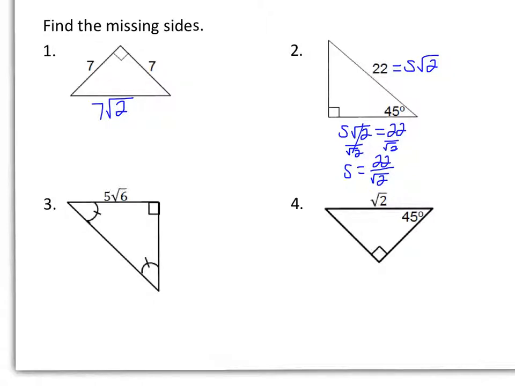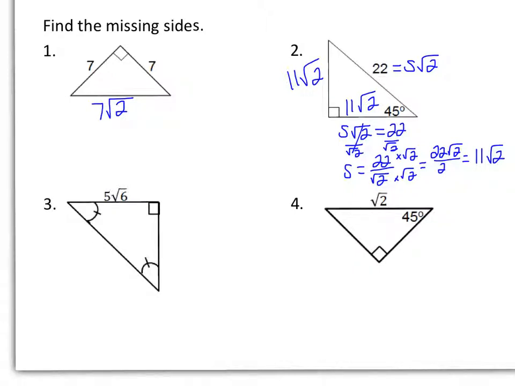Now remember, you cannot leave a square root in the denominator, so we have to multiply top and bottom by square root 2. So then I have 22 square root 2 over 2, and I reduce. 2 divides into 22 11 times, and I have square root 2. So that means this side's 11 square root 2, and this side's 11 square root 2.